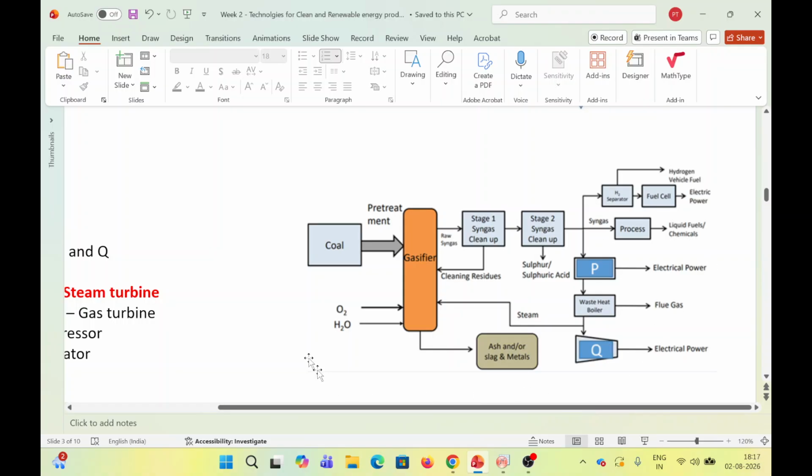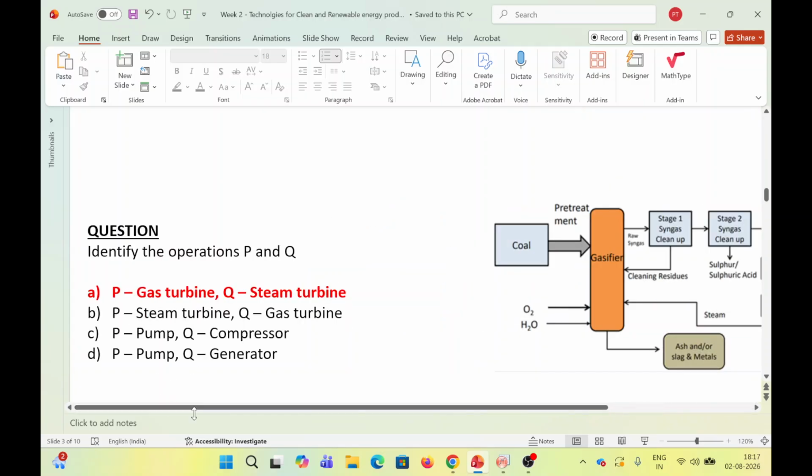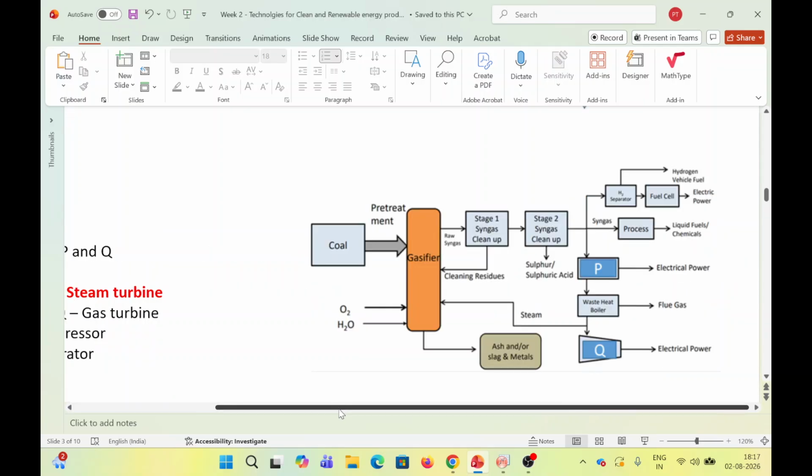So no other answers. So option A is correct. P is gas turbine and Q is steam turbine. If you ask how to find out, one easy way is to look at this part of the flow chart, or the process diagram. You can see that syngas is entering a particular unit to generate electrical power.